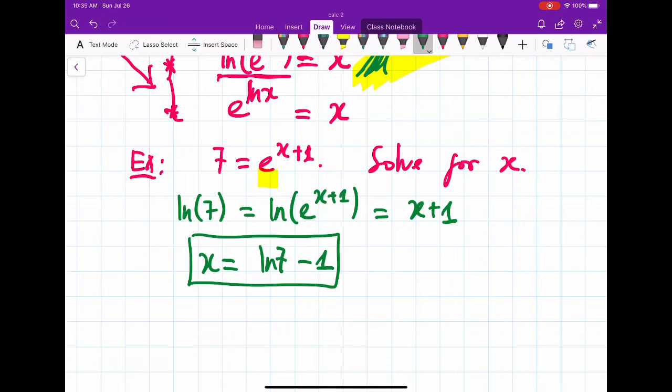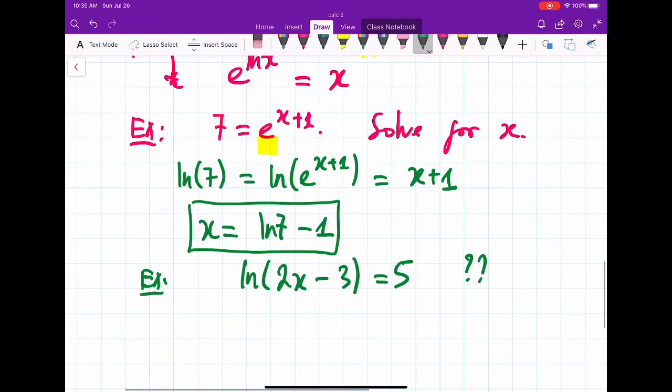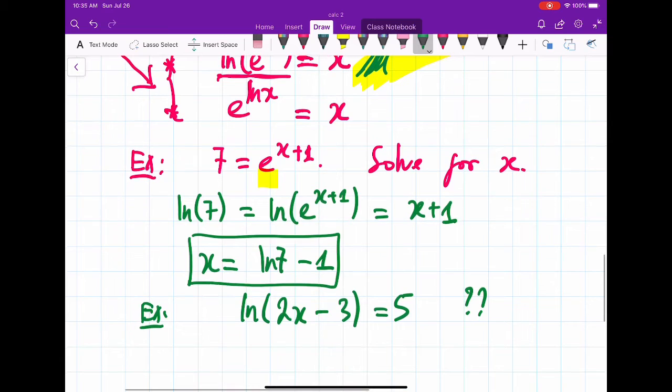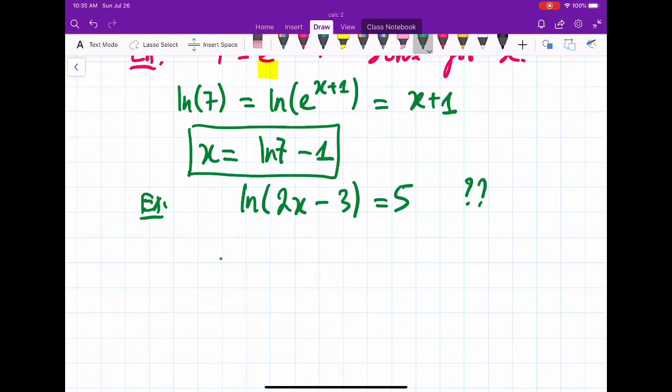Now, what happens if you have an equation involving logarithmic functions, like ln of 2x minus 3 equal to 5? So how to solve for x? Again, if you have ln, you apply the exponential function because you want to cancel that out. Is that correct? So I will apply e to both sides. I have e to the ln of 2x minus 3 equal to e to the 5th.